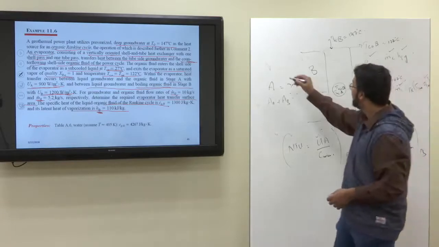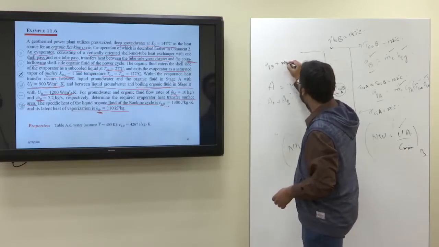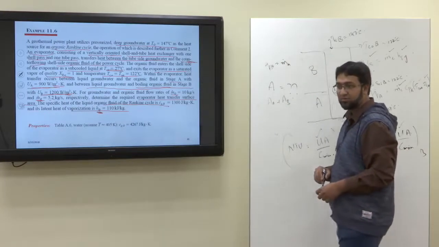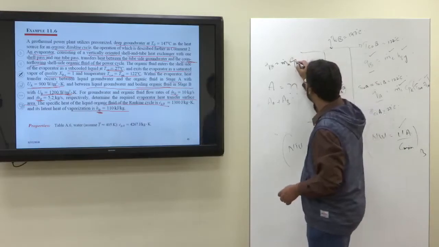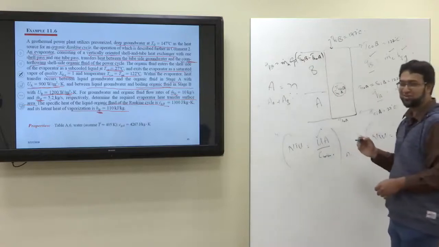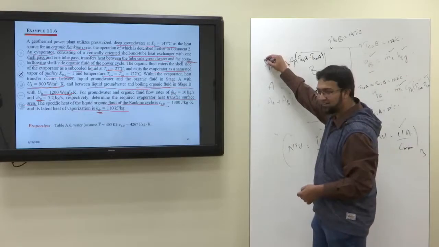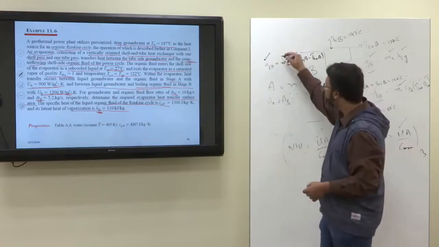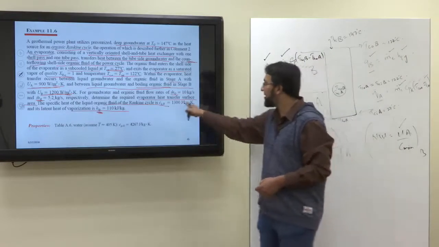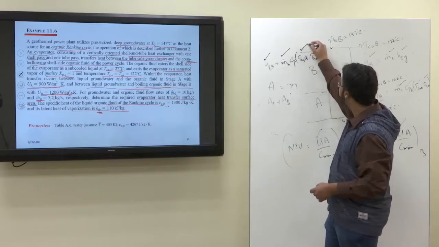QB is equal to m dot, now the hot fluid, Cp, T hot inlet B minus T hot outlet B. So you see here, QB is given, mass flow rate of the hot fluid is given. Your hot fluid is the groundwater. And T hot inlet B is given.